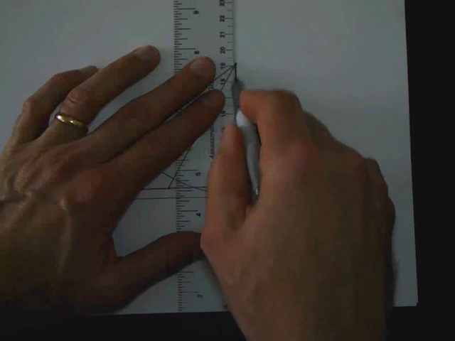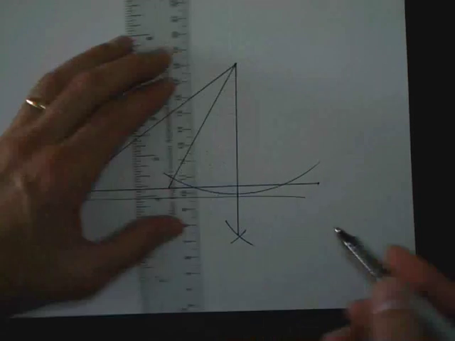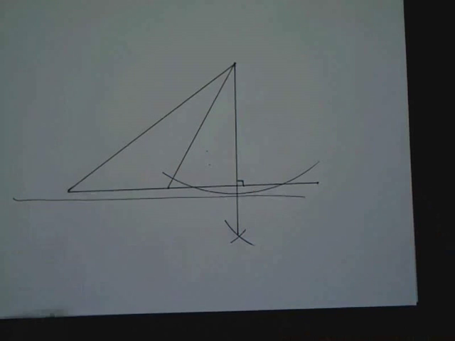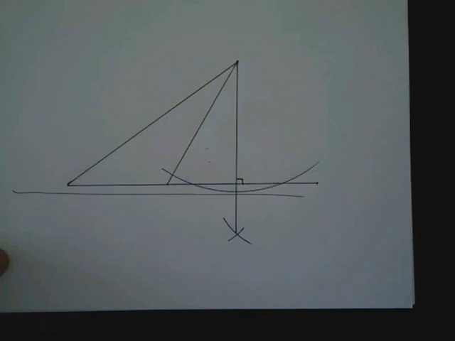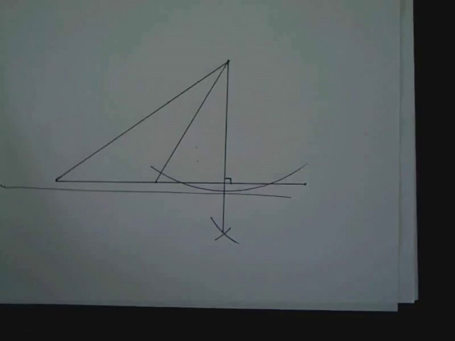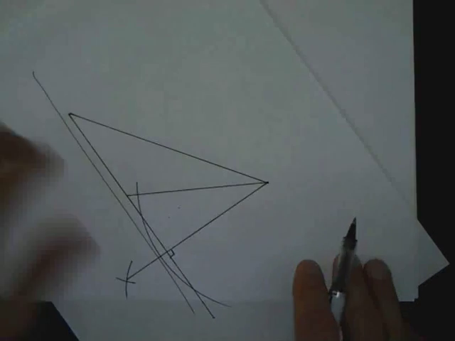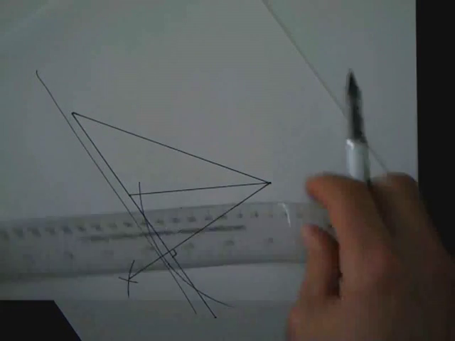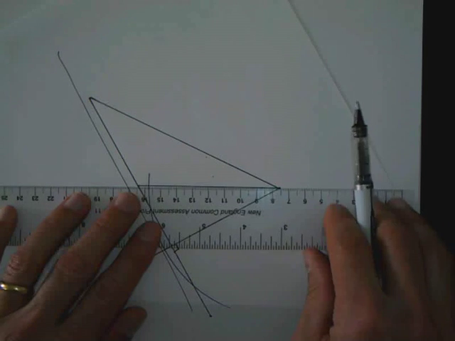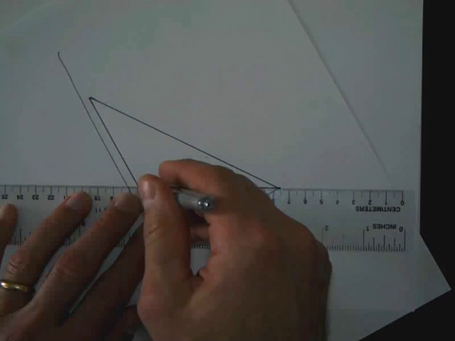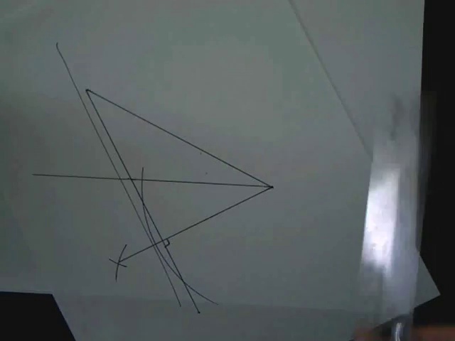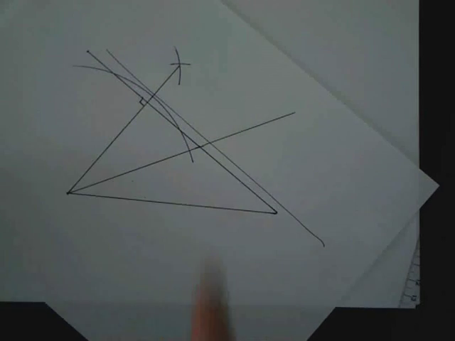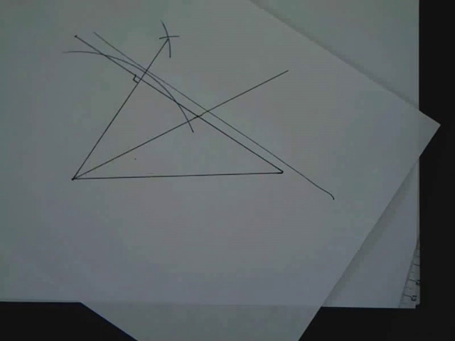So, how many different altitudes are there for a triangle? 1, 2, 3. So I got this one. If I rotate the triangle like that, I have to extend this base. So it looks like there's one for every vertex. And then I could do one here. I rotate it again, and I need to do this one here. Total of 3.